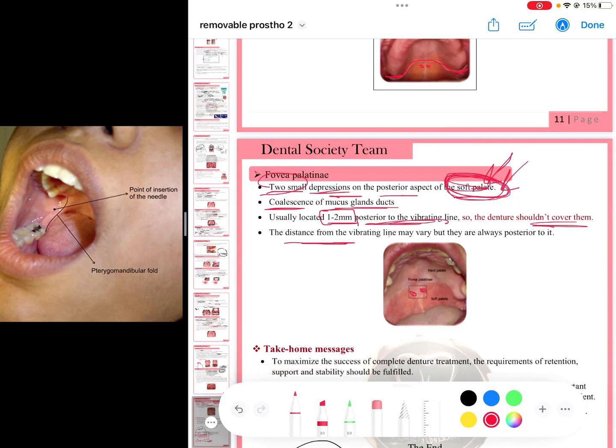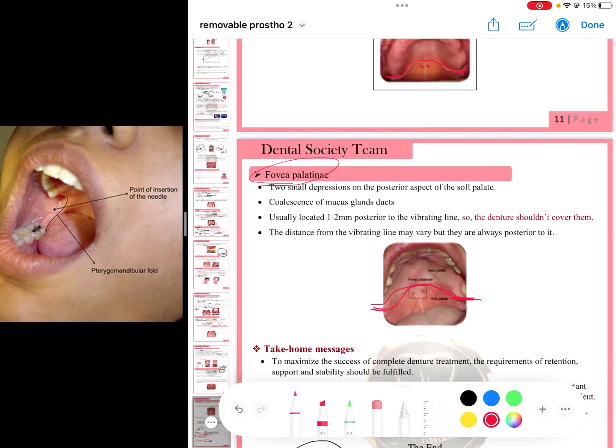Now the distance from the vibrating line may vary. Some patients will have the line anterior to it by 1 to 2 millimeters, maybe more. It varies. Now going back to how we draw: we got to the fovea palatini. So the fovea palatini are two openings of the mucus glands. Now, drawing the vibrating line: from the hamular notch, from here, then we draw anterior to the fovea palatini and go back to the other hamular notch. Okay, like this.